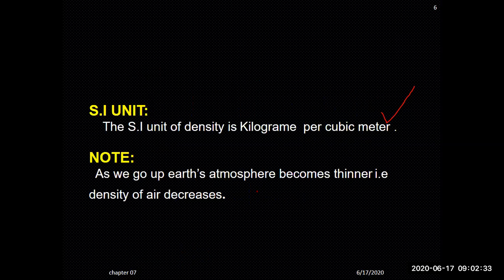The molecules have some gravitational force acting on them from the earth, which tends to move the molecules down towards the earth. That's why the more you move to the upper side, the fewer the molecules will be, because molecules also have some mass. So as we move up, earth's atmosphere becomes thinner and the density of the air decreases.